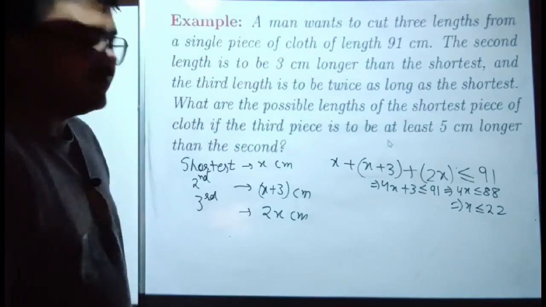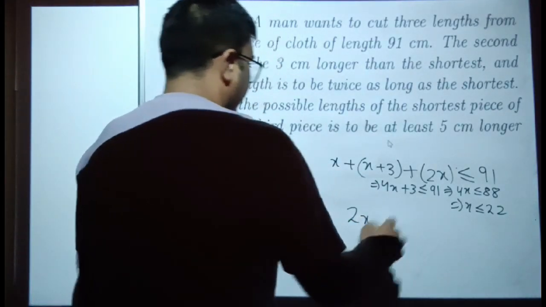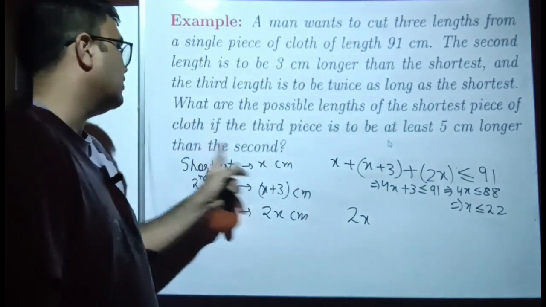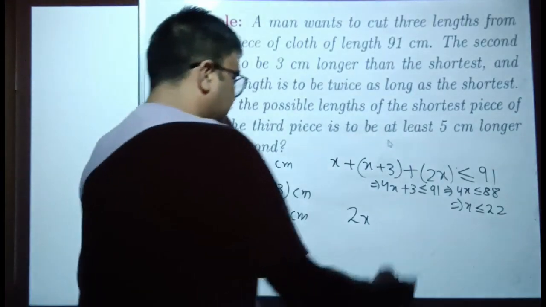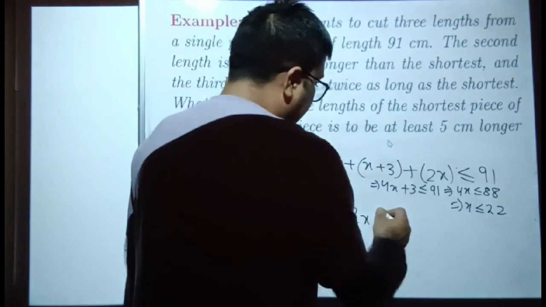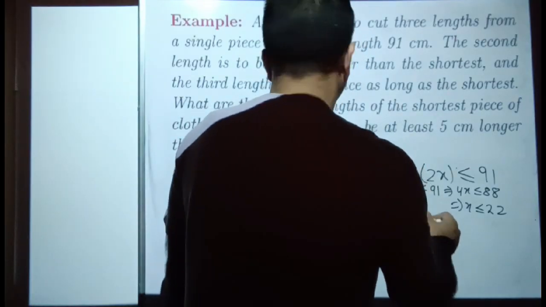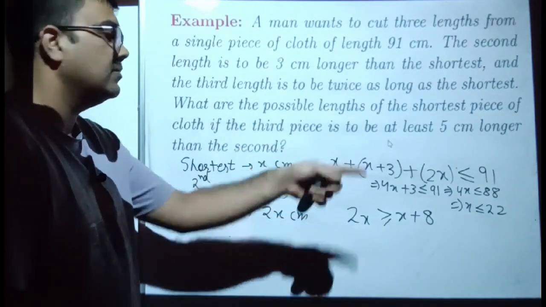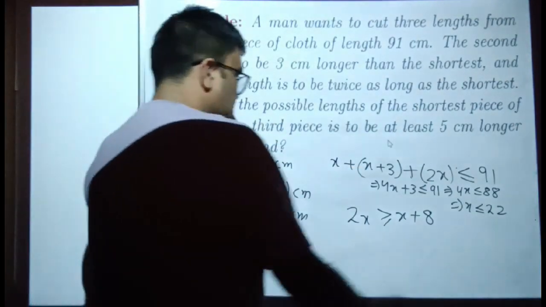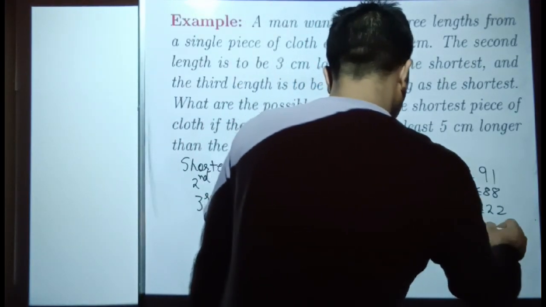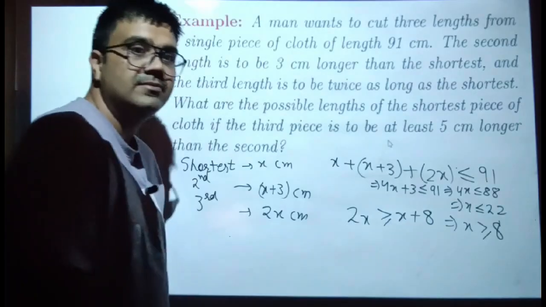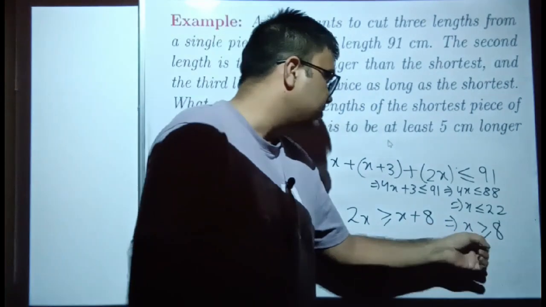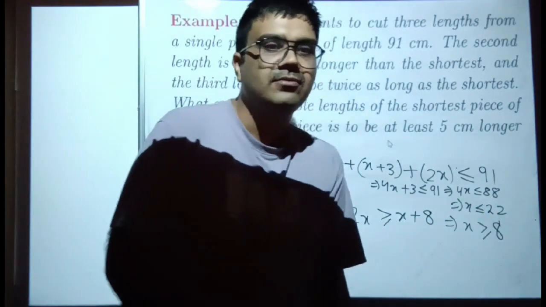From the next condition, the third piece is at least 5 centimeter longer than the second one. So we are saying 2x should be greater than or equal to x plus 3 plus 5, that is x plus 8. On solving this you will get that x is greater than or equal to 8. So the possible values of x should be greater than or equal to 8 and x should be less than or equal to 22.